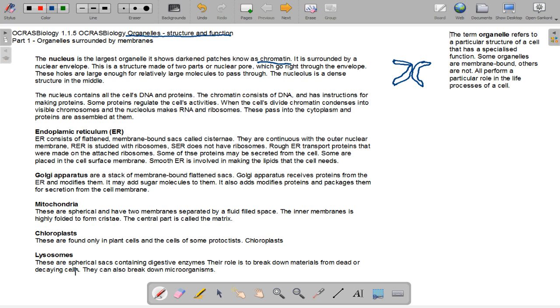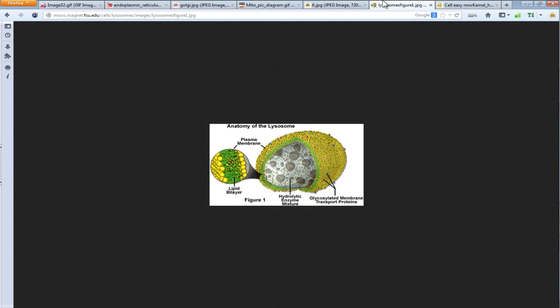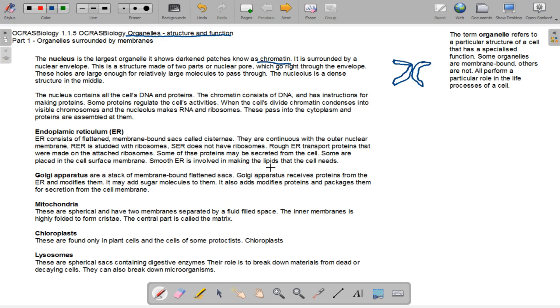Lysosomes are spherical sacs containing digestive enzymes, and their role is to break down materials from dead or decaying cells. They can also break down microorganisms. So if we look at a picture, this picture is the lysosome, and the phospholipid bilayer is the cell membrane. That's what would be yellow on the outside. It represents the lipid molecules, and there's an enzyme mixture inside, and they're released in order to ingest pathogens, disease-causing molecules, or just decaying parts of the cell.